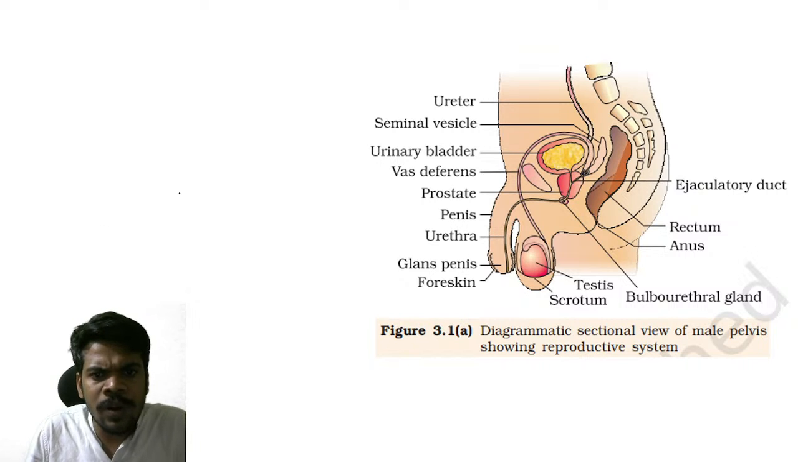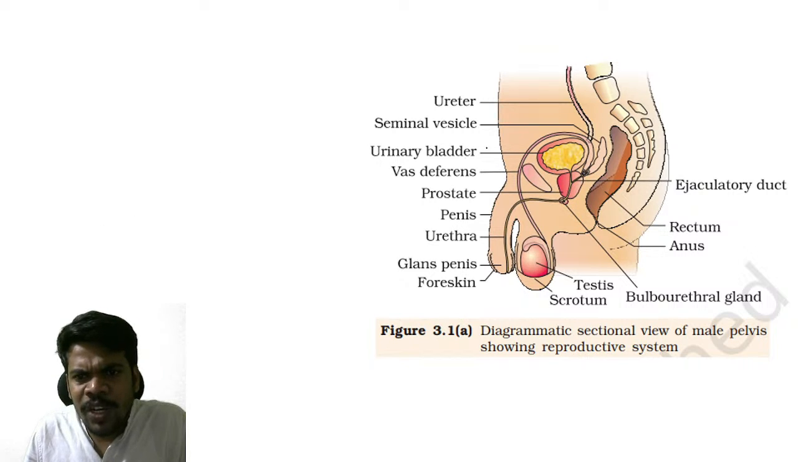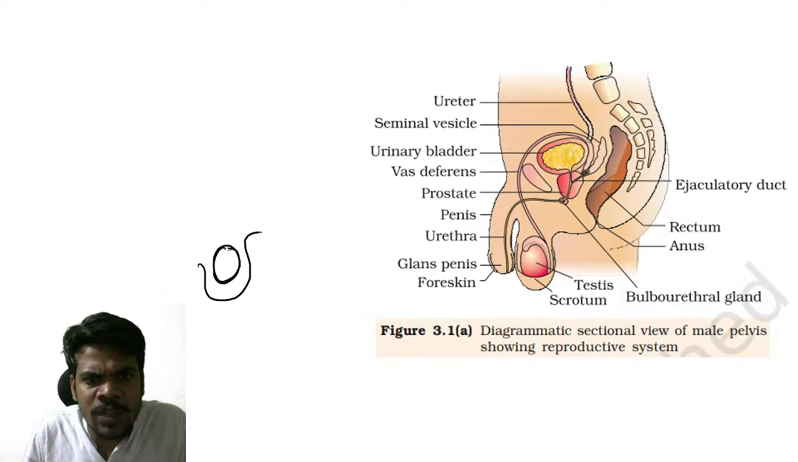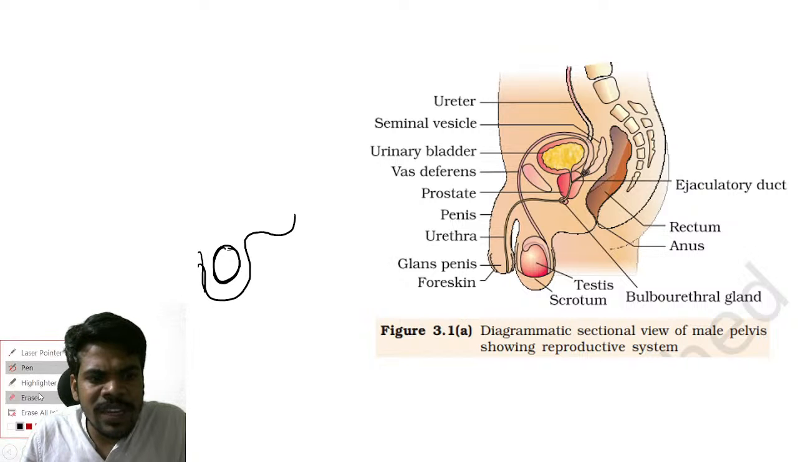So I'll try to give the explanation about this. So it is the testis. The testis is present outside the abdominal cavity within the pouch called scrotum. So you can draw this scrotum first. Okay, so the scrotum, and it is the testis. On the posterior surface of the testis there is the epididymis. So you can draw the epididymis like this.